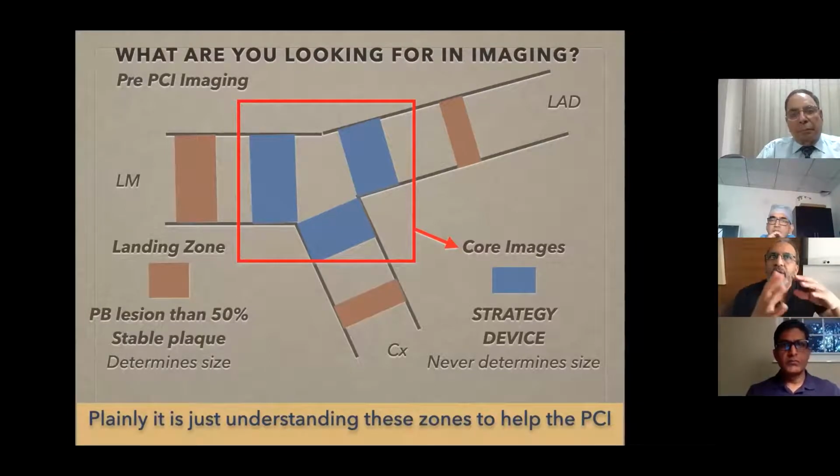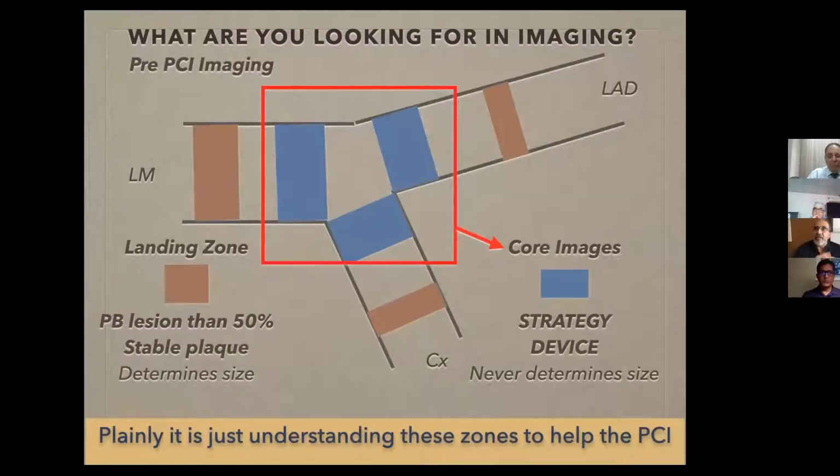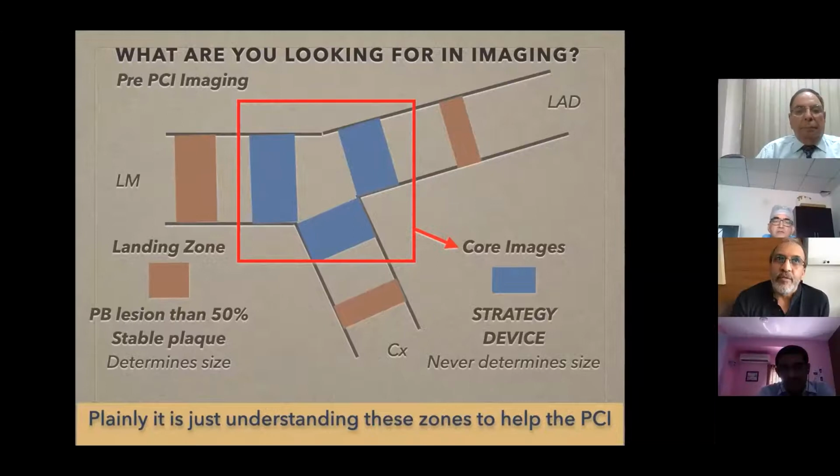Then you go to the images on the left, which I pointed out in a brown shade, which are the landing zones. And the landing zones come in the proximal left main and the distal left main, LAD and the circumflex, to figure out where is the best position to keep that edge of the stent. This is defined by plaque burdens which are less than 50%. It has to be a stable plaque. And it is these brown images that determine the size of the stents that we are going to use. So the size comes from the peripheral images, and the strategy comes from the central images. It is a core of angioplasty, and plainly it is the understanding of these zones which are going to help angioplasty.